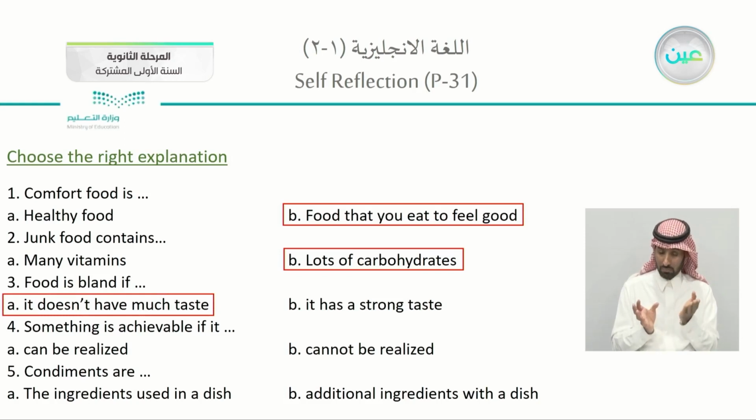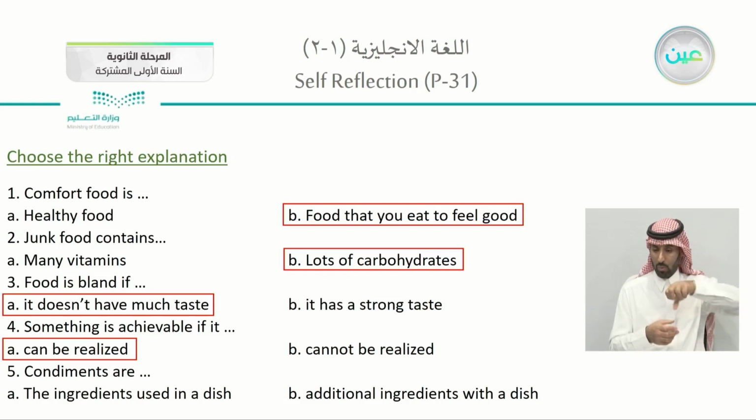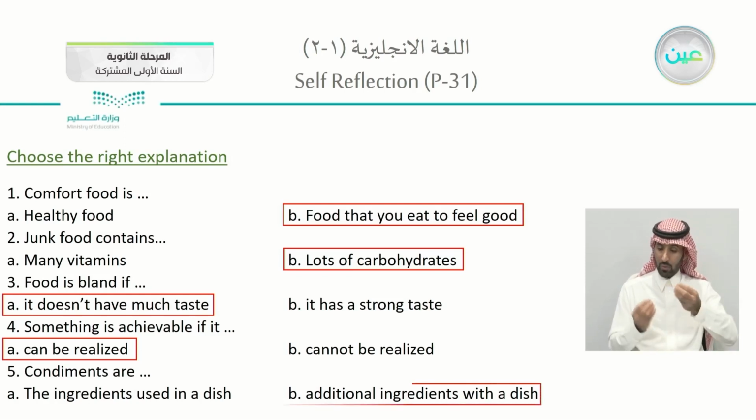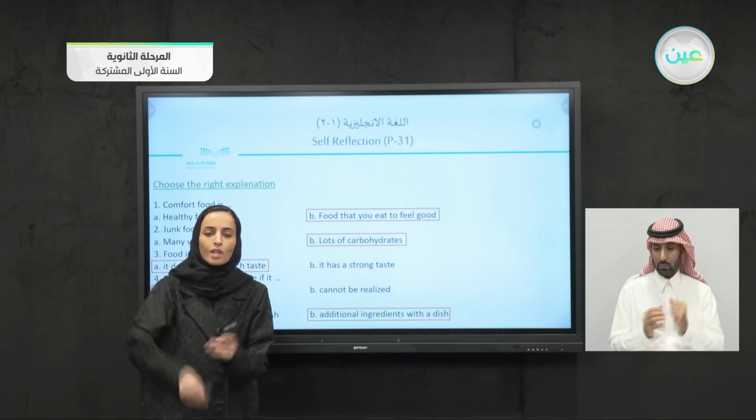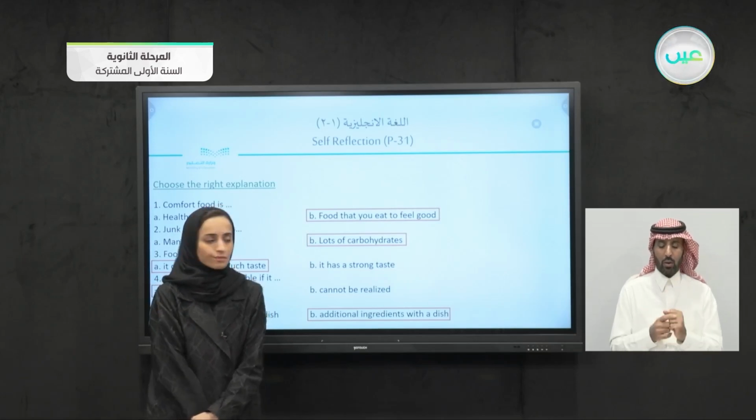Something is achievable. I can achieve. Can be realized or can't be realized. Achievable, so can. I can realize it. How about condiments like ketchup and mayonnaise? Are they the main ingredients or additional ingredients? They are actually the additional ingredients to the dish, something you will add to the dish itself.